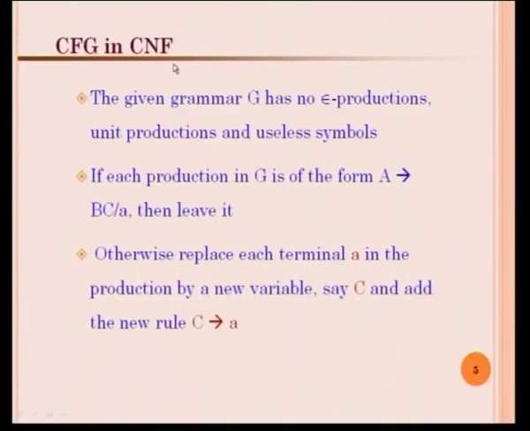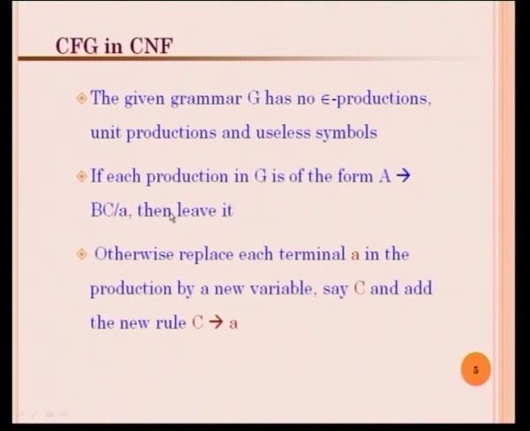Let us start with the conversion of the given grammar into its equivalent Chomsky normal form. First of all, we must ensure that the grammar has no epsilon production, no unit production, and no useless symbols. Then you find whether each production is of the form A derives BC or A derives small a. If it is, then you can simply ignore it because it is already in CNF.